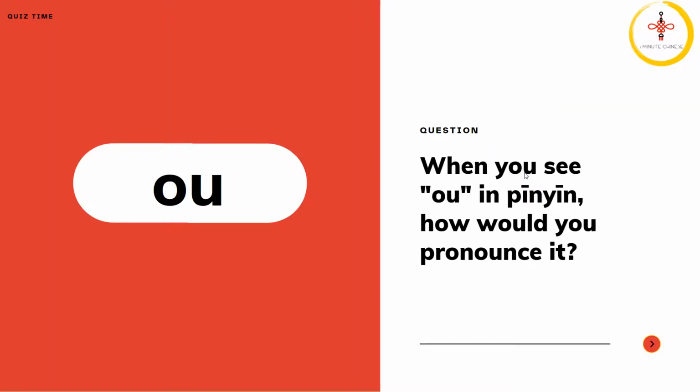Question. When you see OU in Pinyin, how would you pronounce it? The answer is O.